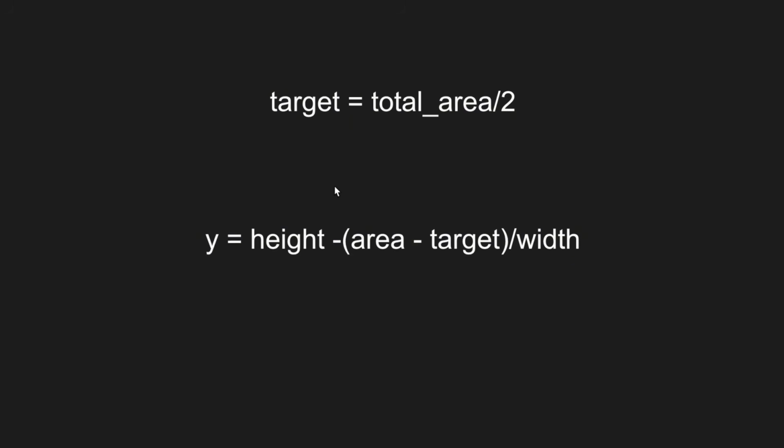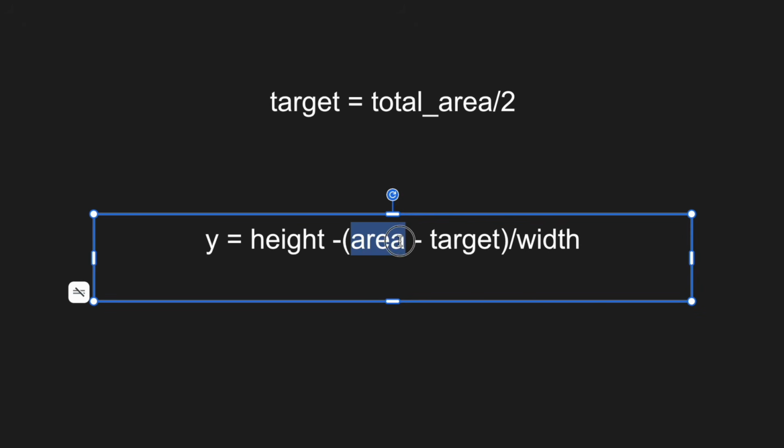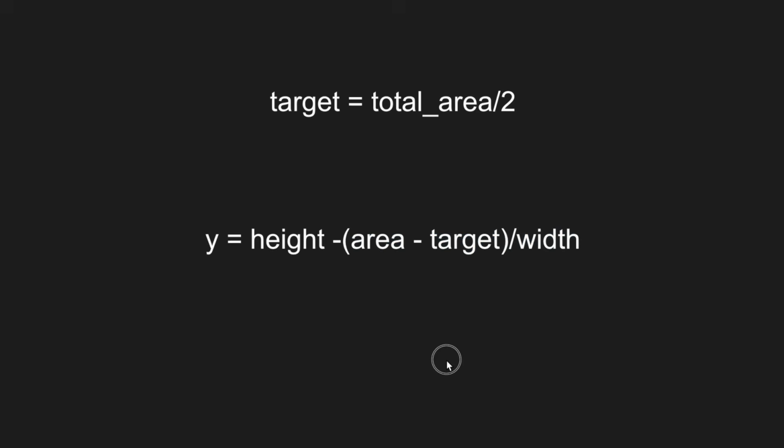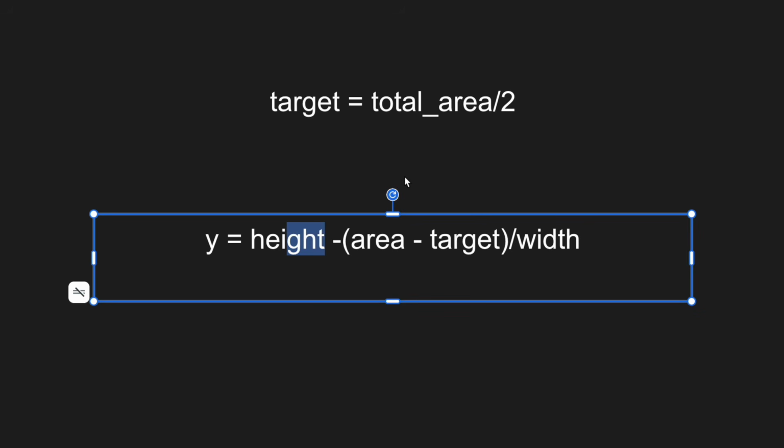Now if it's between two integers, then we can take the area that got it past the target, subtract the target, and divide by the width. So that would be the area divided by width, which would give us a length. That would be the length we go over by, and then take the height of the area that we just calculated and subtract this length from that height, and that will give us the y coordinate.